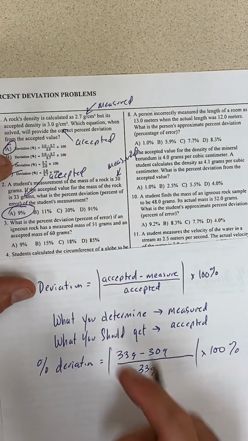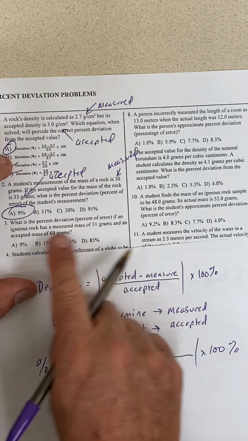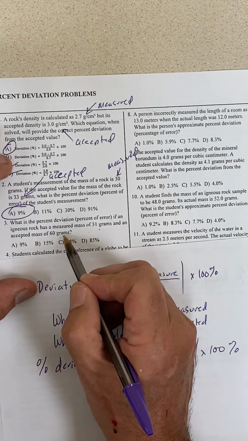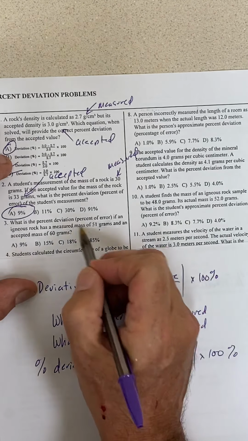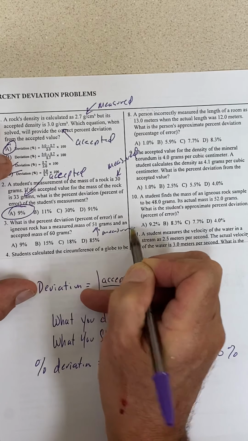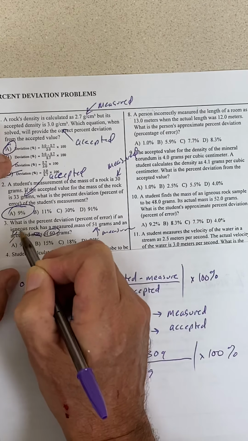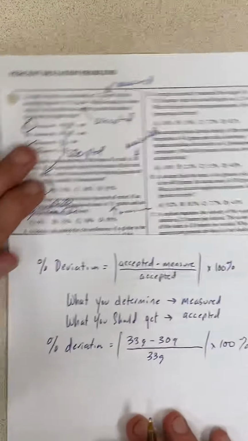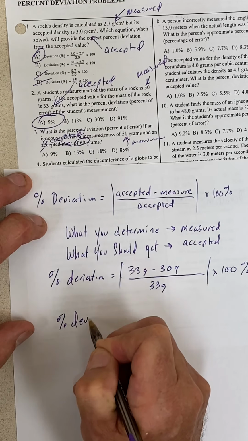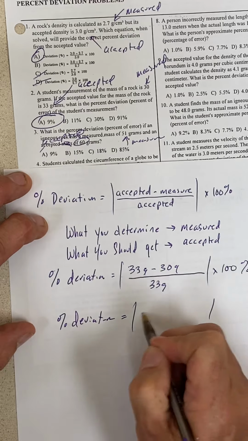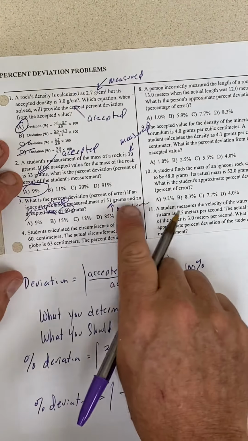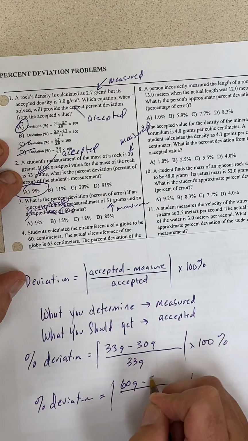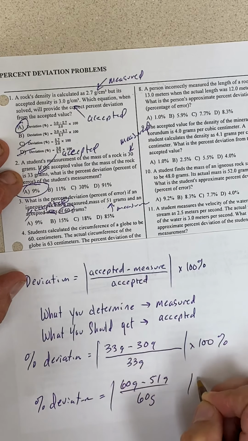Let's do number 3. What is the percent deviation, percent of error, if an igneous rock has a measured mass of 51 and an accepted mass of 60? So here's our measured, here's our accepted. So in our equation, we have something like this. Percent deviation is equal to, there's my absolute value boxes, 60 grams minus 51 grams divided by 60 grams times 100%.